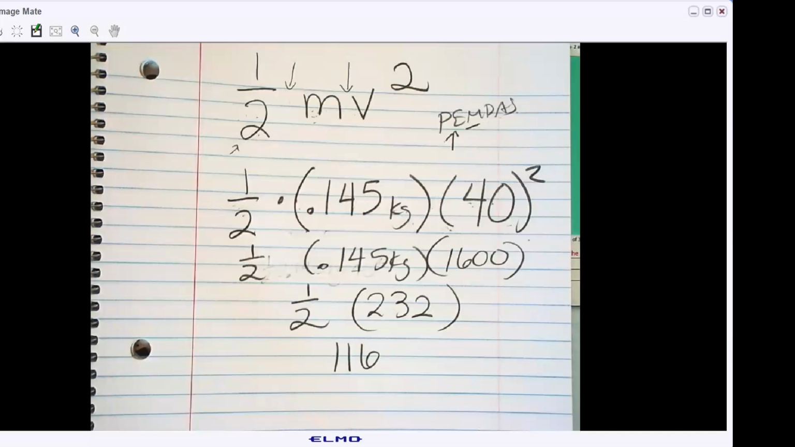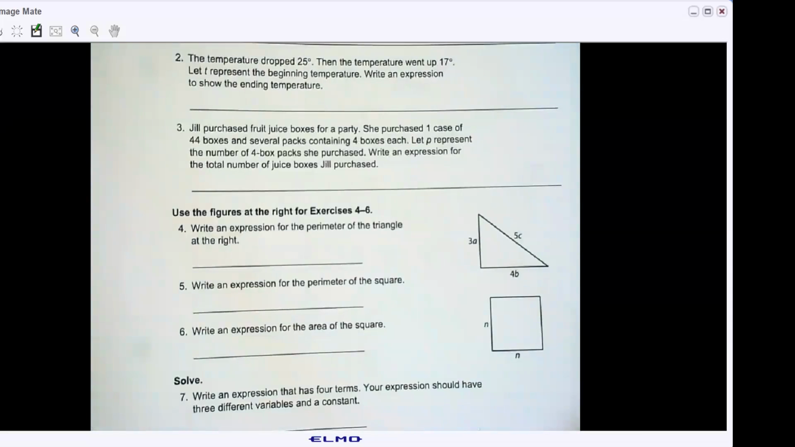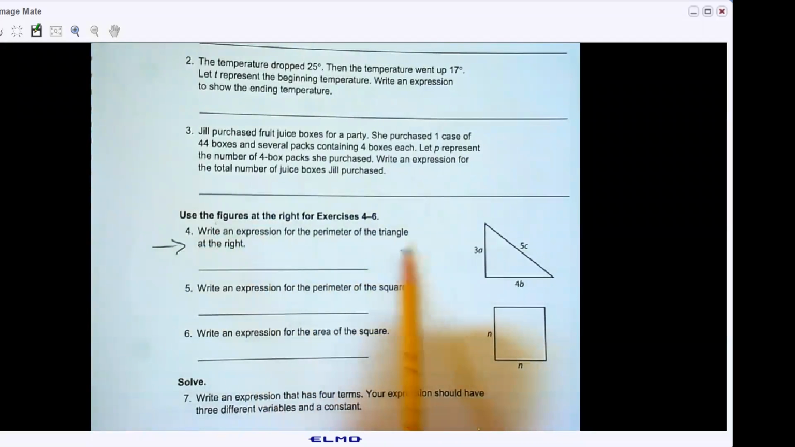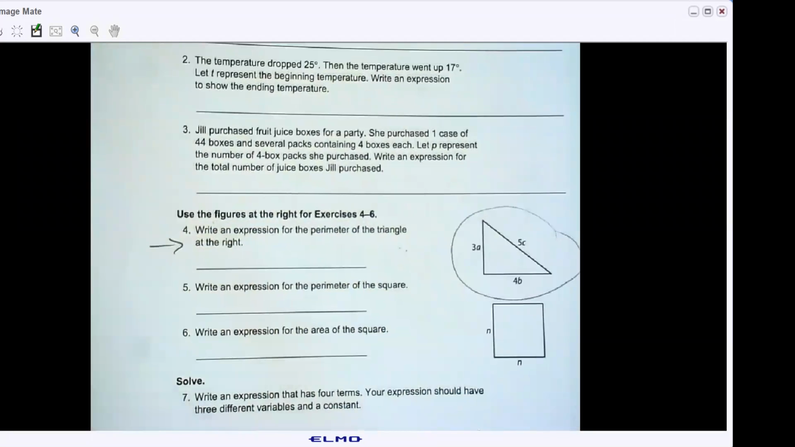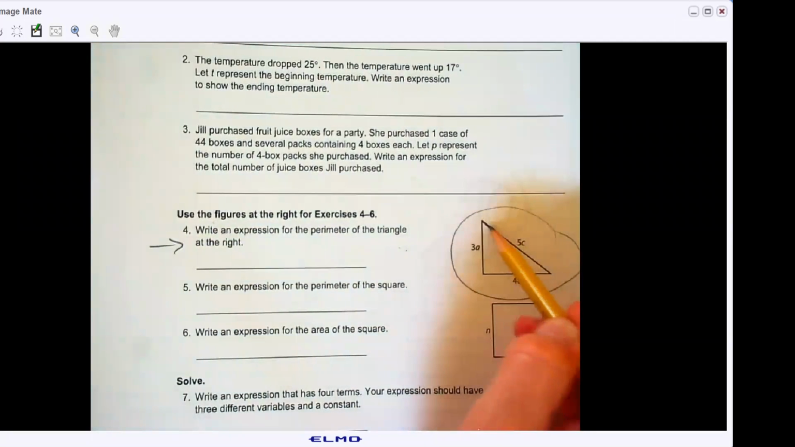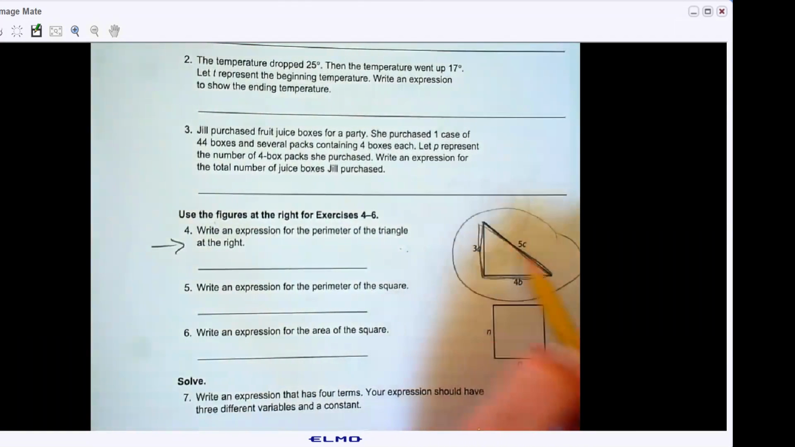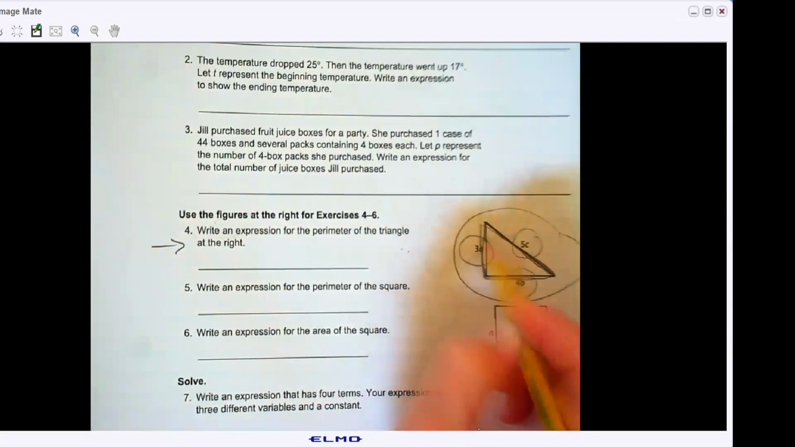All right, I'm gonna do a little geometry example. So I'm gonna do 4. Write an expression for the perimeter of the triangle. Okay, well, here's my triangle. I have to remember, the perimeter is the distance around it. So I need this side and this side and this side.